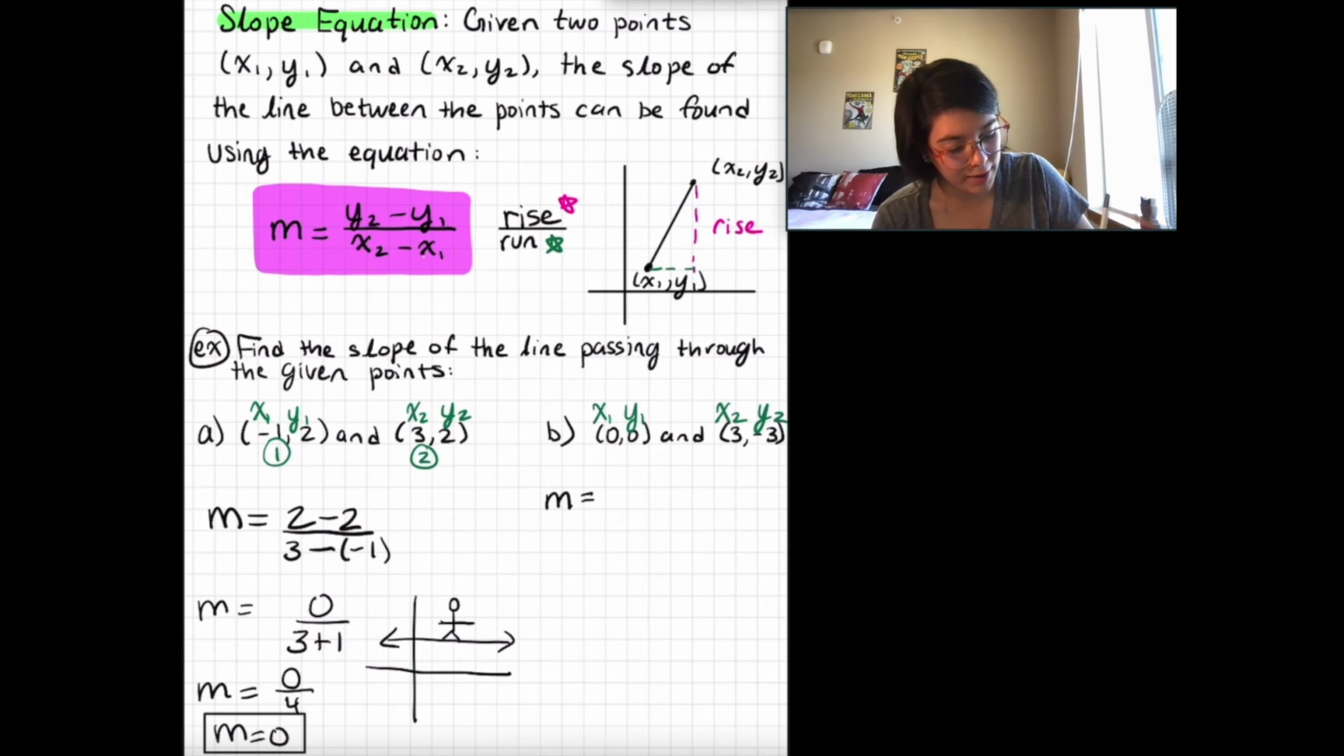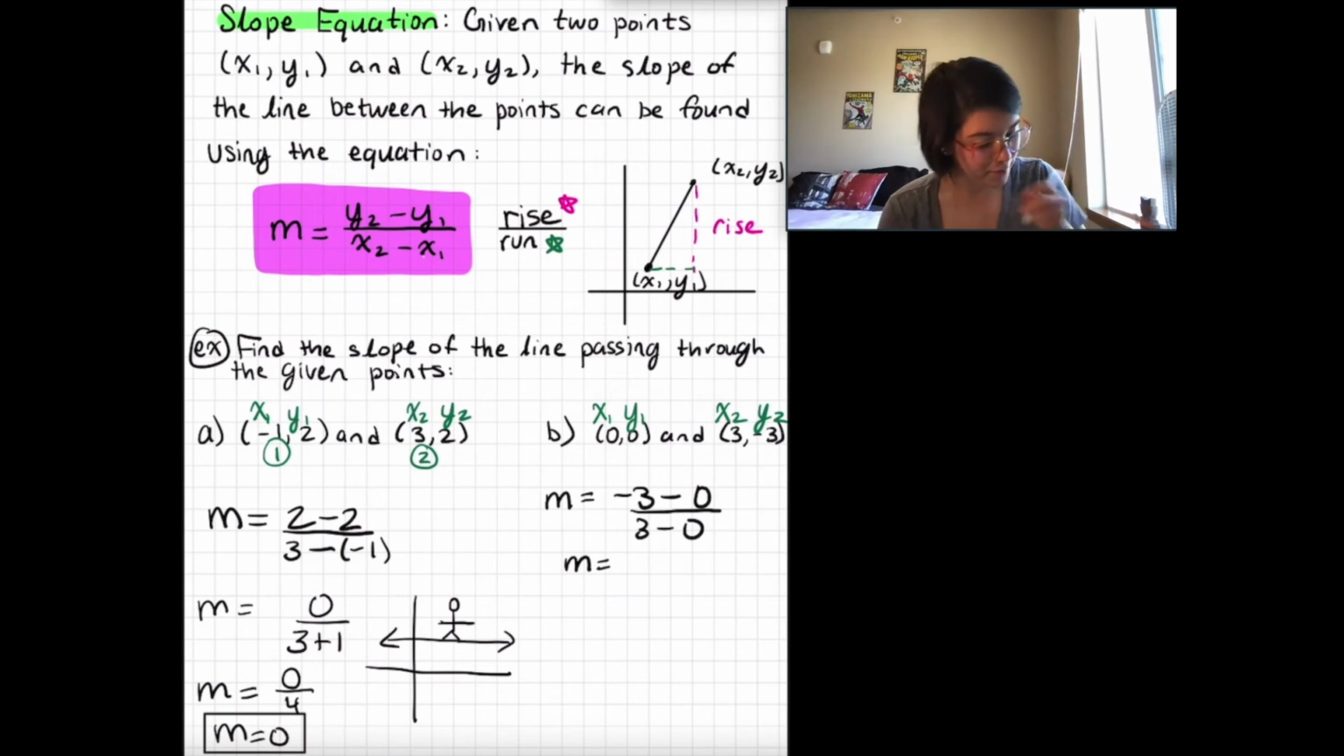the top is going to be y2, which is negative 3, minus y1, which is 0, all over x2, which is 3, minus x1, which is 0. So on the top, we have negative 3 minus 0. Anything minus 0 is just that thing, so it's negative 3 over 3 minus 0, which is just 3.